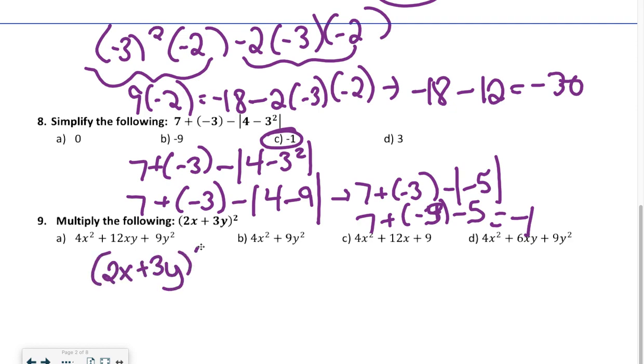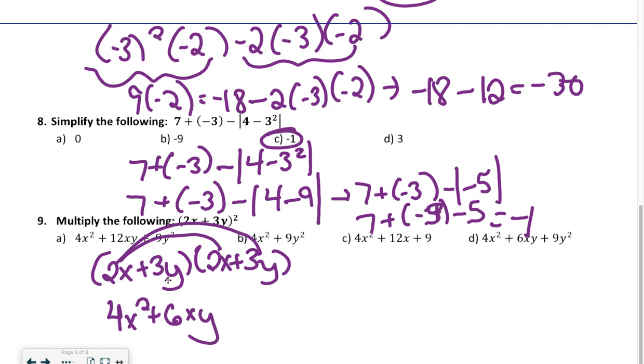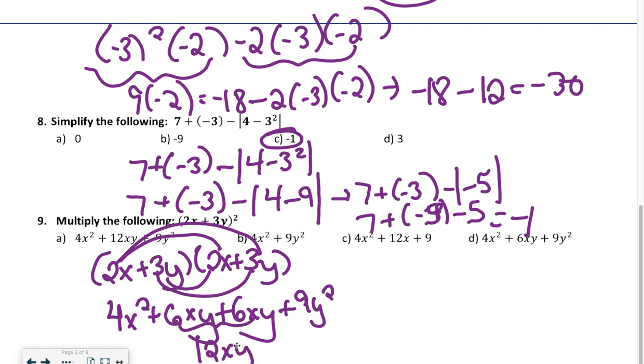A lot of you did not do this in your radicals, so be careful. 2x plus 3y squared: 2x times 2x is 4x squared. 2x times 3y is 6xy. 3y times 2x is another 6xy. And 3y times 3y is 9y squared. The only terms that will combine are your middle terms. So the answer is 4x squared plus 12xy plus 9y squared, which is choice A.